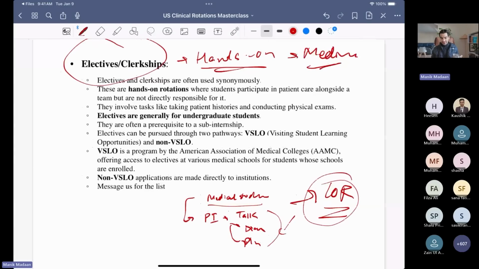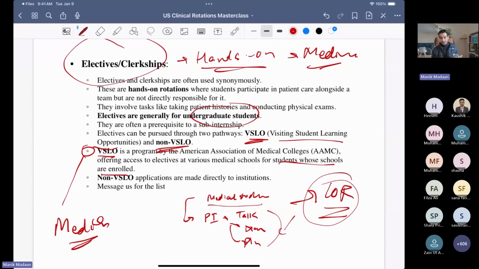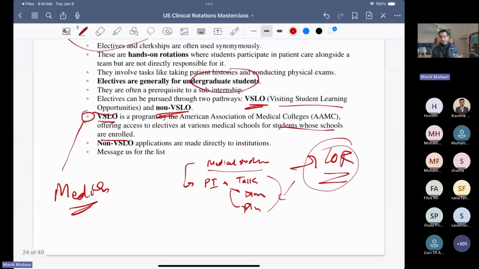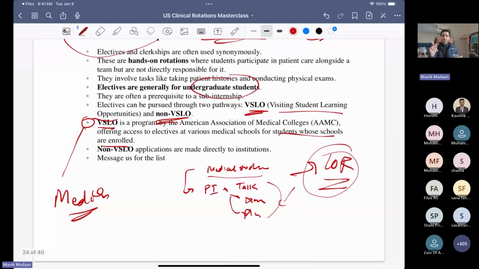So the way to get electives, if you're an undergraduate, that's the only way to get it, is either the VSLO or a non-VSLO pathway. VSLO stands for Visiting Student Learning Opportunities. Your medical school has to be enrolled in VSLO for you to gain access to these, and there are a few schools in India and other parts which have access. And this gives you access to really cream of the crop opportunities like Mayo.